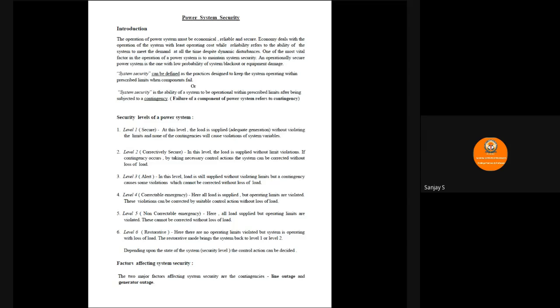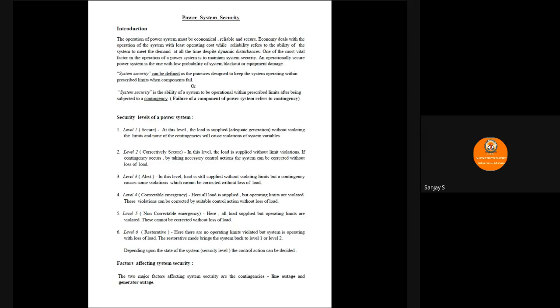Level 6 is restorative mode. In restorative mode, there are no operating limits violated, but the system is operating with loss of load. All the system variables are normal, but there is loss of load. If you take a particular locality, 2 or 3 streets are not having power at all, and the remaining part of the area is having power, with frequency, voltage, everything operating nominally. The variables are nominal, but a few streets are not having power. That is what is called loss of load. With loss of load, everything else is secure. This is called restorative mode.